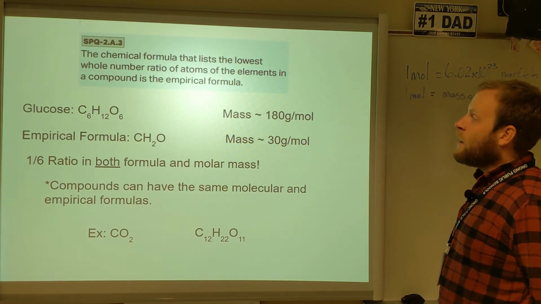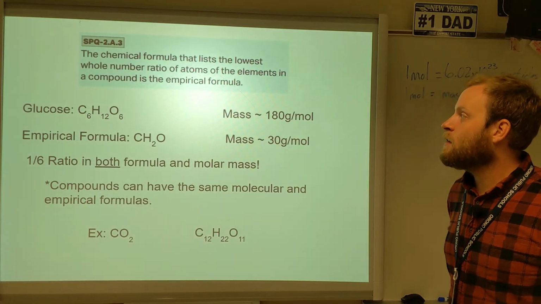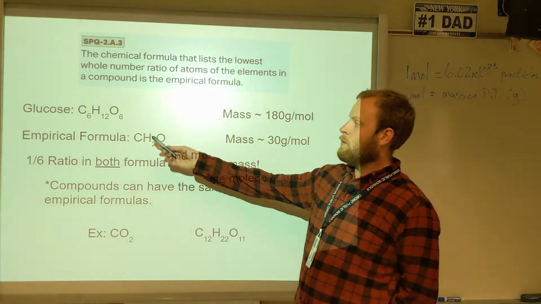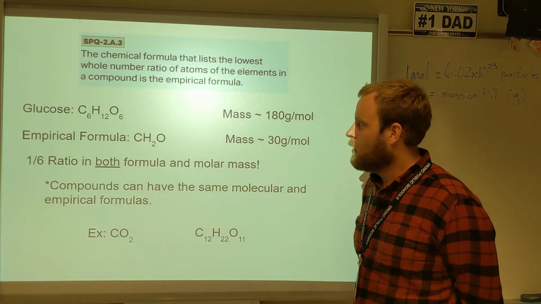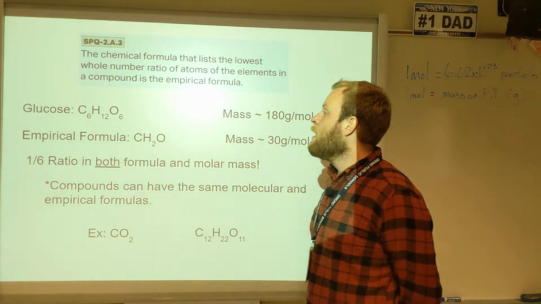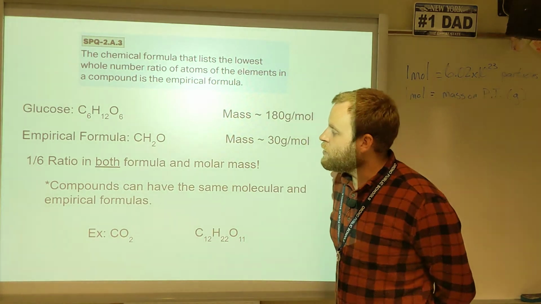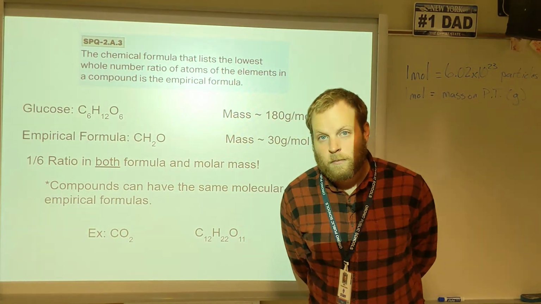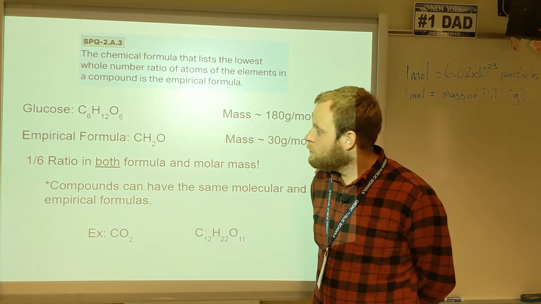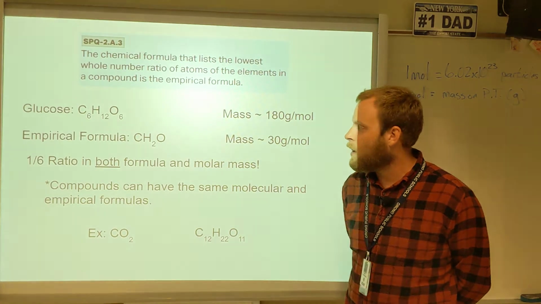The chemical formula that lists the lowest whole number ratio of atoms of the elements in a compound is its empirical formula. Here's glucose, blood sugar. Sugar in your blood. You don't eat glucose, by the way. Your body processes most sugars into glucose. Anyway, glucose usually has 6 atoms of carbon, 12 atoms of hydrogen, and 6 atoms of oxygen. If you notice, those are all divisible by 6. So if you do that, you get the ratio: 2 hydrogens to 1 carbon to 1 oxygen.